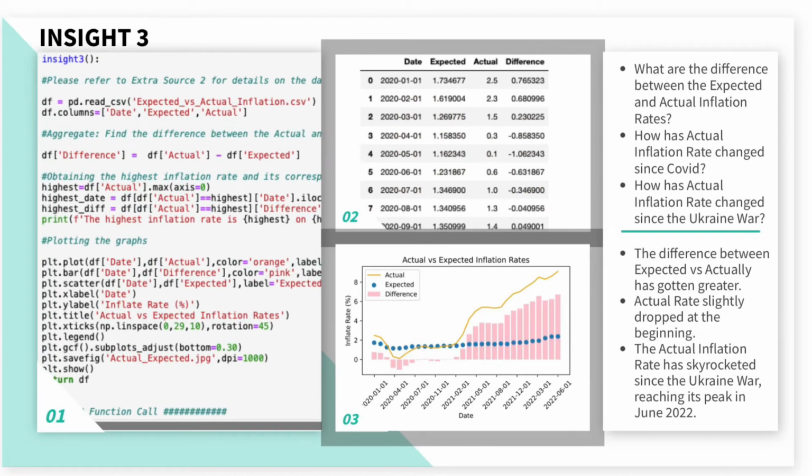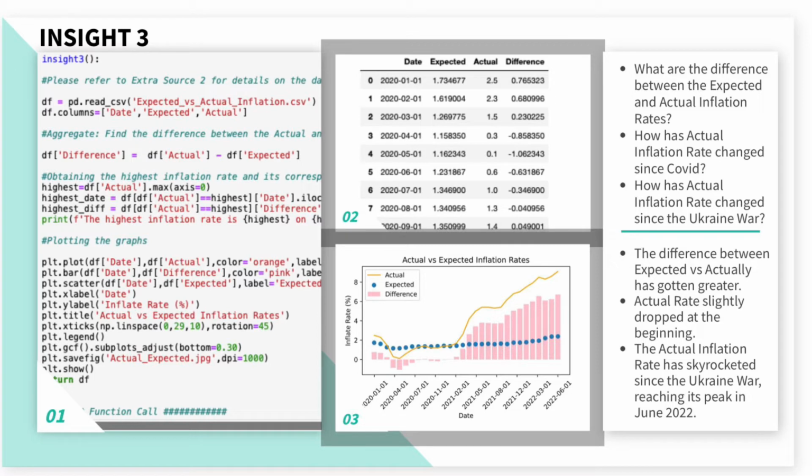For Insight number 3, we are looking at the expected inflation rate and the actual inflation rate in the US regarding the COVID-19 period and the Ukraine war. It's basically between January 2020 until now.